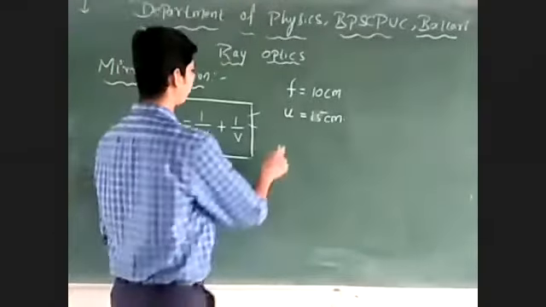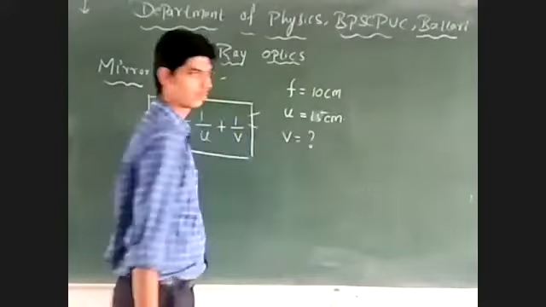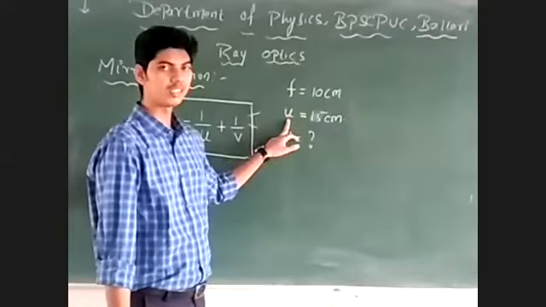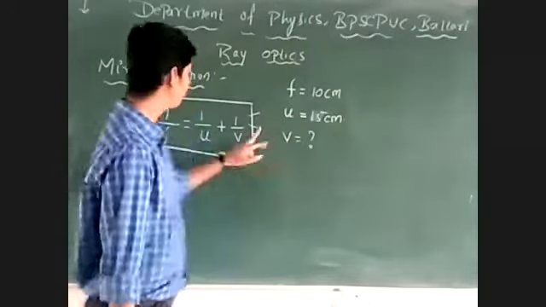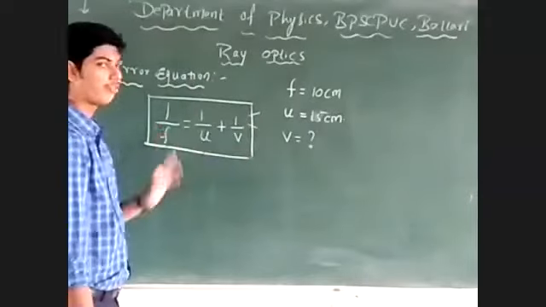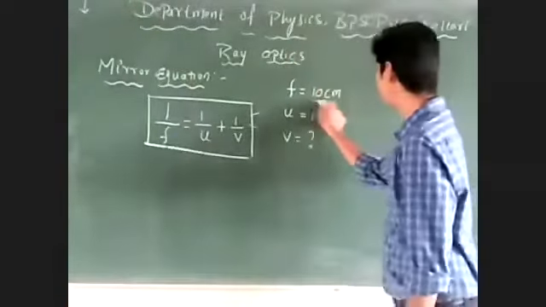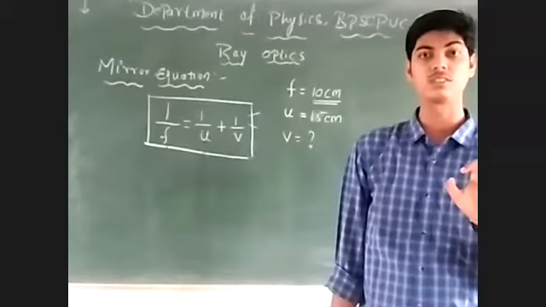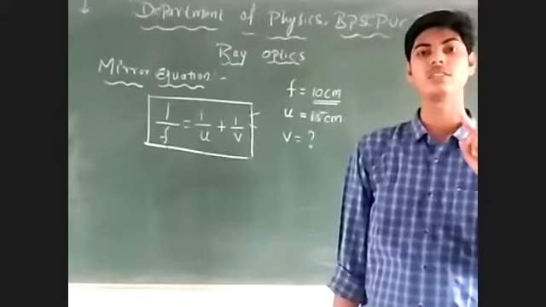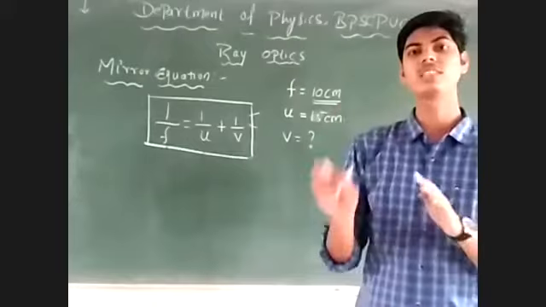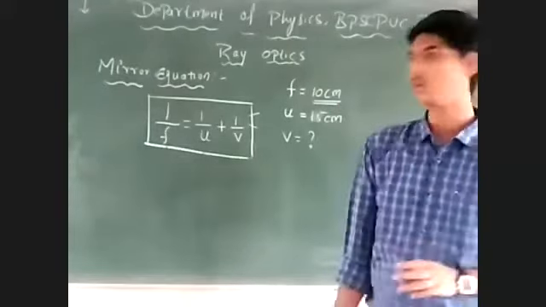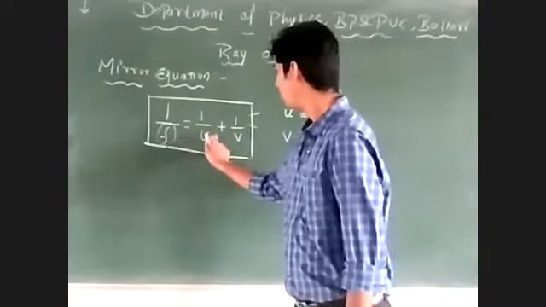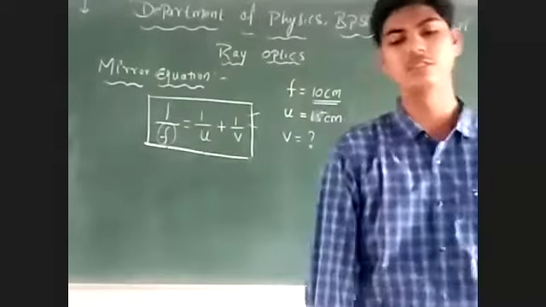You will be now asked to find out what will be the image distance. You know the focal length, you know the object distance. You can calculate the image distance using this formula. See, for a given mirror, focal length always remains constant. What can change is the object and the image distances, and object and image distances change in such a way that they always keep the focal length constant. Focal length should always remain constant, right? So focal length does not depend upon object and the image distances.